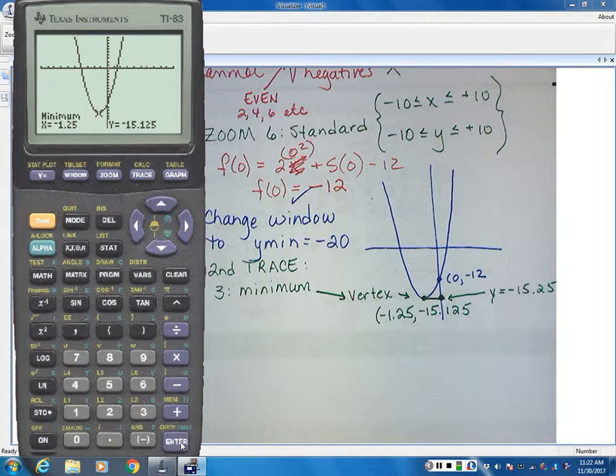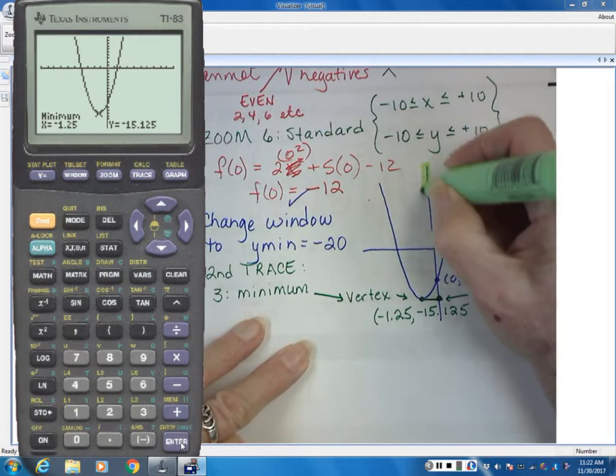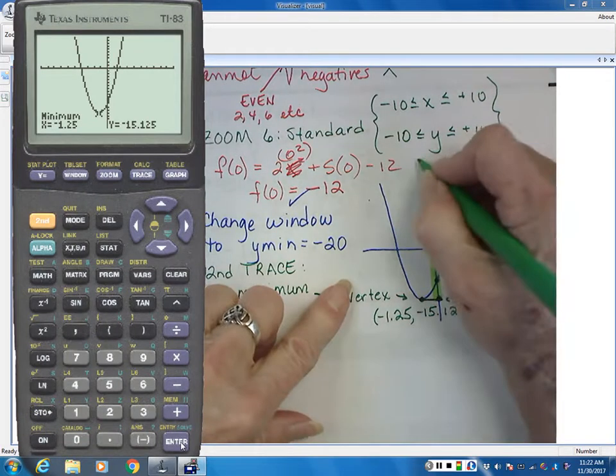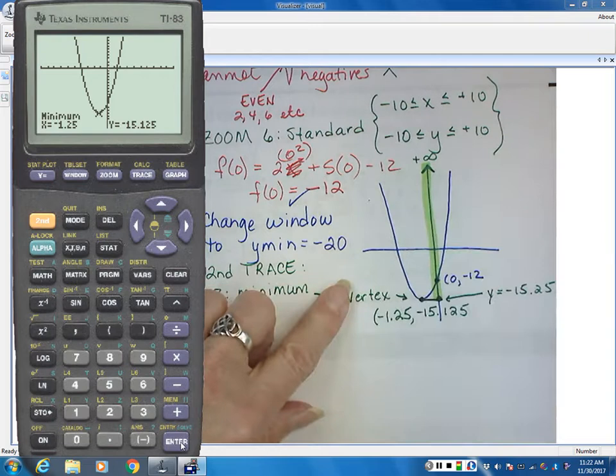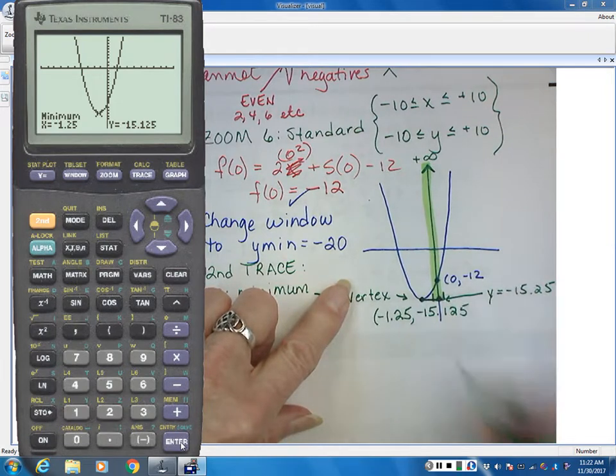That's the lowest value in my range. That's all the range values. And they continue up to positive infinity. They just keep going and going and going. But they end at negative 15.125.